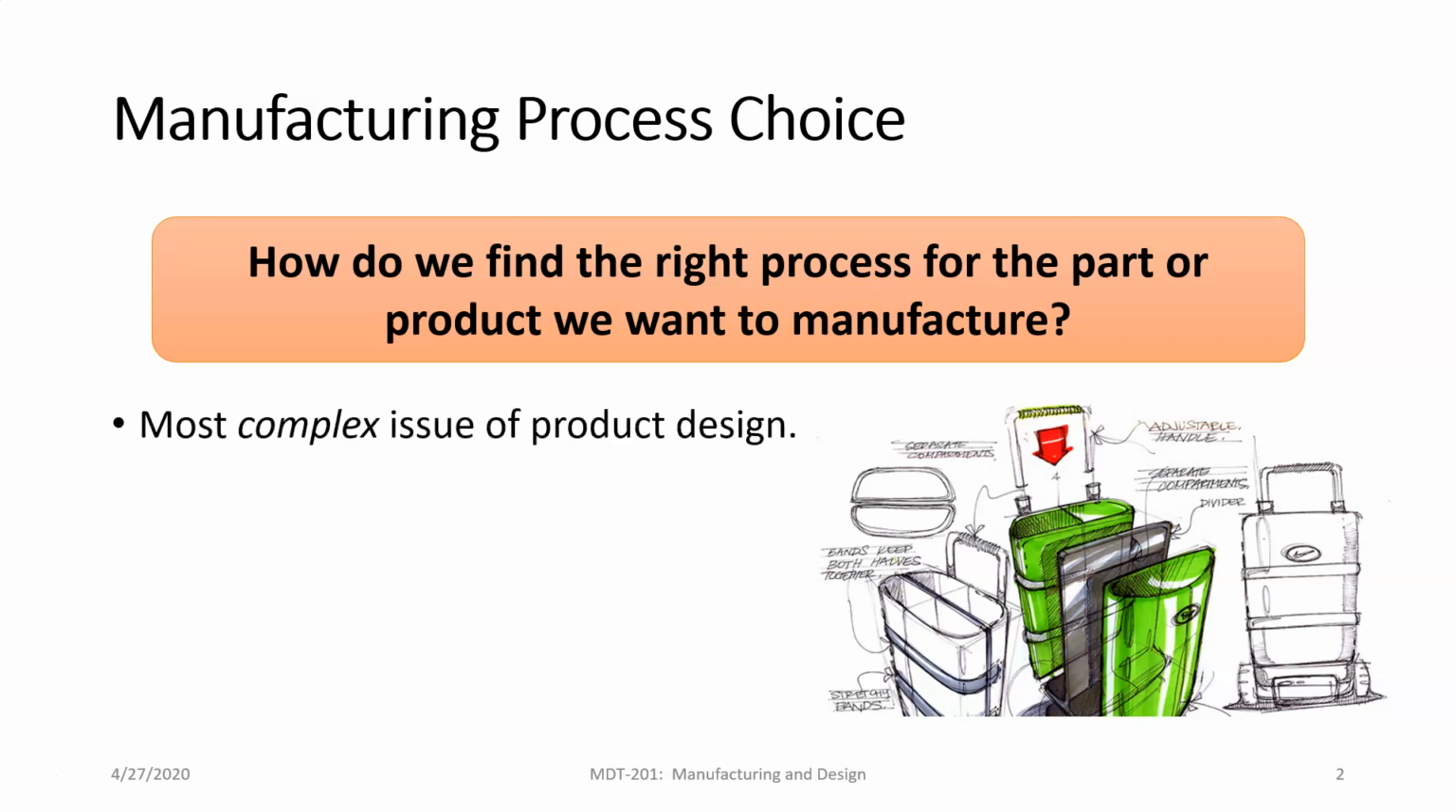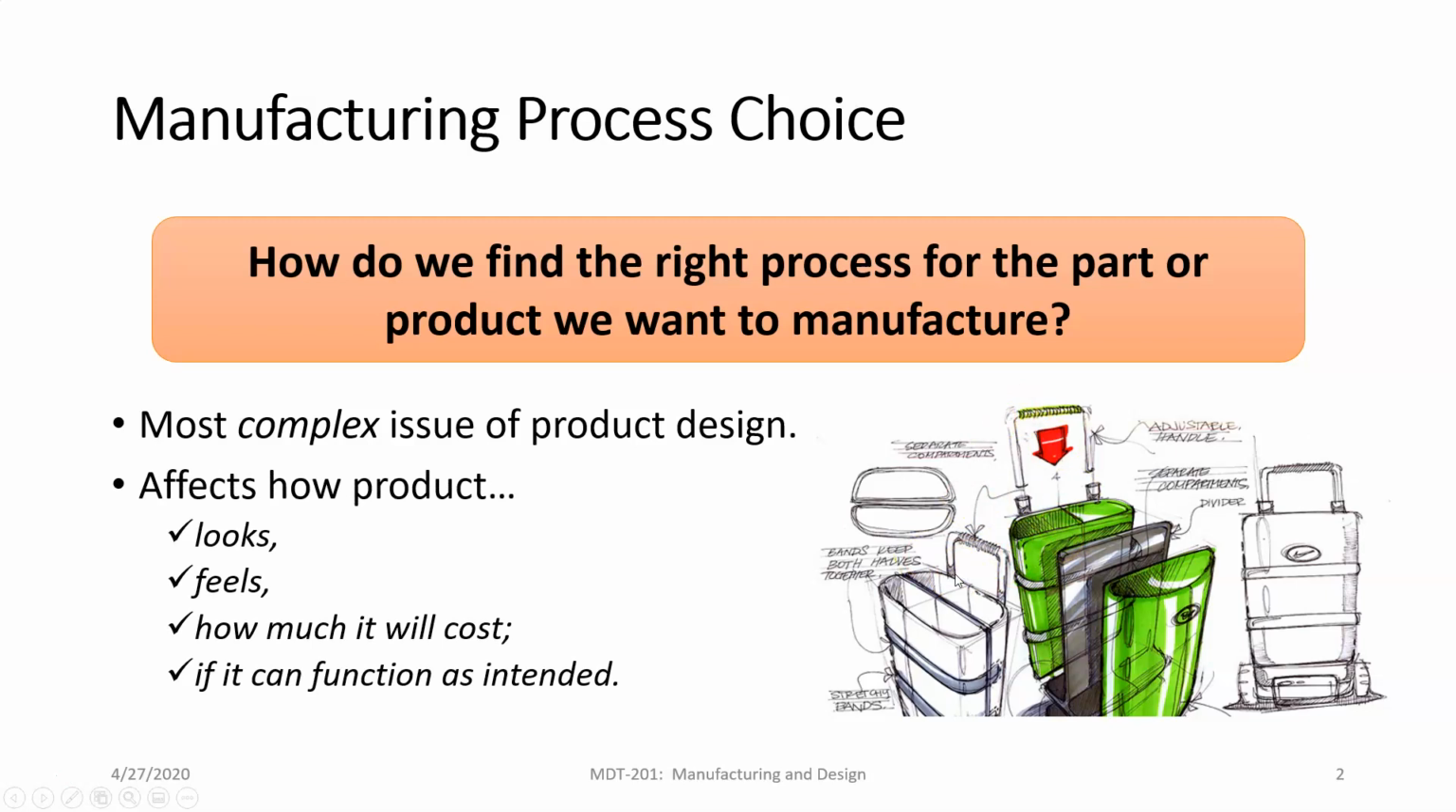This is the most complex issue of product design. Right, so we could make all the sketches that we want, neat sketches and really cool ideas, but unless we can figure out a way how to make it and make it efficiently and make it effectively and make it so that it functions properly, all we have is a bunch of pretty pictures. This affects how the product looks, feels, how much it will cost, and whether it can function as intended. Those are 4 of the biggest, most important factors, and they're all linked to finding the right process to manufacture our parts.